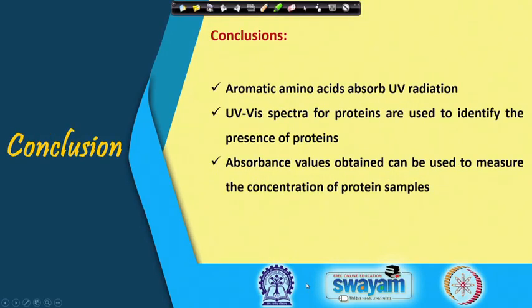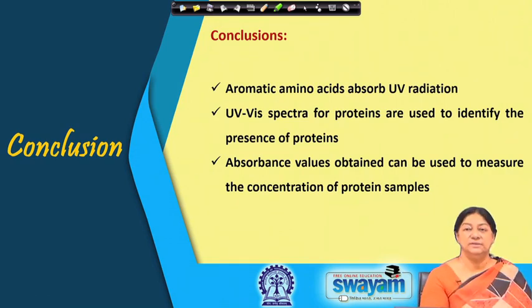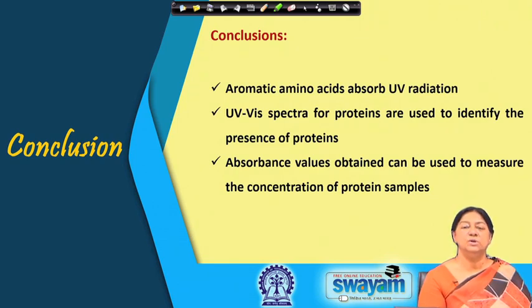So, what we did learn is that when we consider UV radiation, the aromatic amino acids, the tryptophan, tyrosine, phenylalanine, are those that absorb UV radiation. And when they absorb UV radiation, what does it mean? We are talking about an n to pi star or a pi to pi star transition. This transition corresponds to a specific energy level, and this energy level corresponds to a specific wavelength, which is the wavelength of interest. The UV visible spectra of proteins are used to identify the presence of proteins.